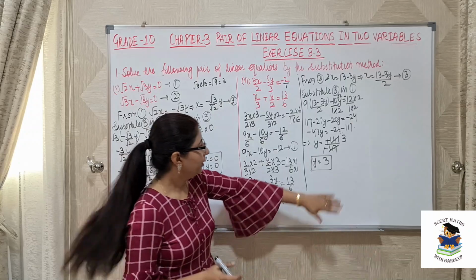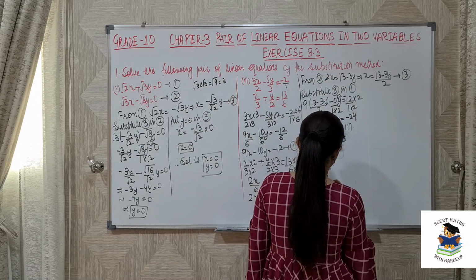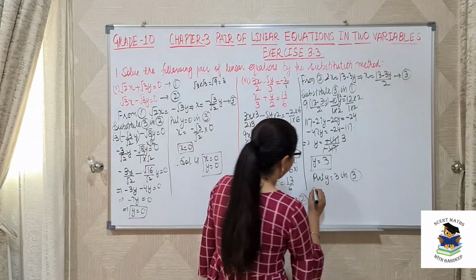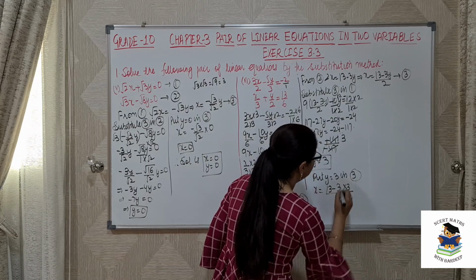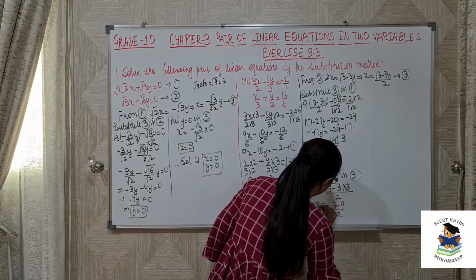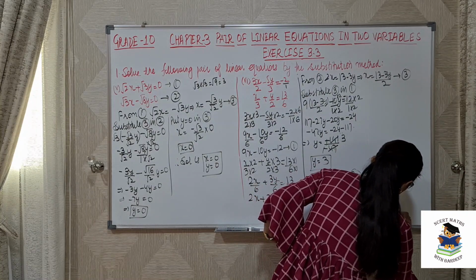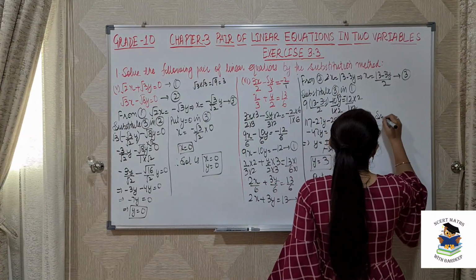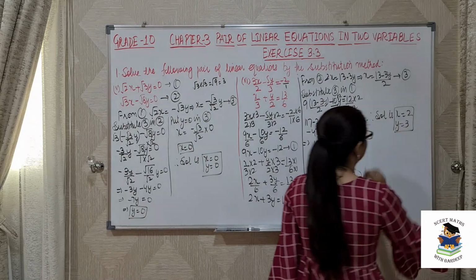So now what is my next step? Put this value in the third equation. So put y equals 3 in third equation. So what is x then? 13 minus 3 times y, this is 3, over 2. So 13 minus 9 over 2. So what is x? 13 minus 9 means 4 by 2 and we got x as 2. Okay. So solution is x equals 2 and y equals 3.